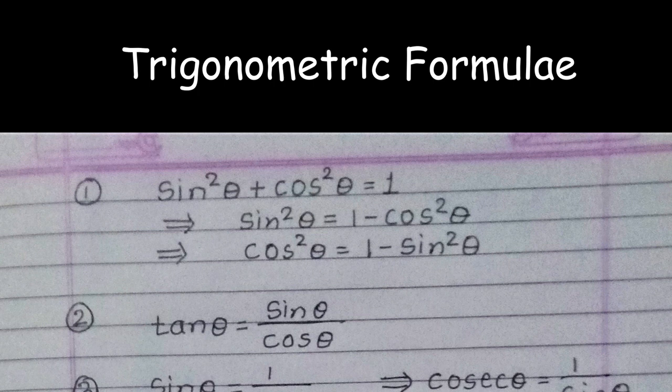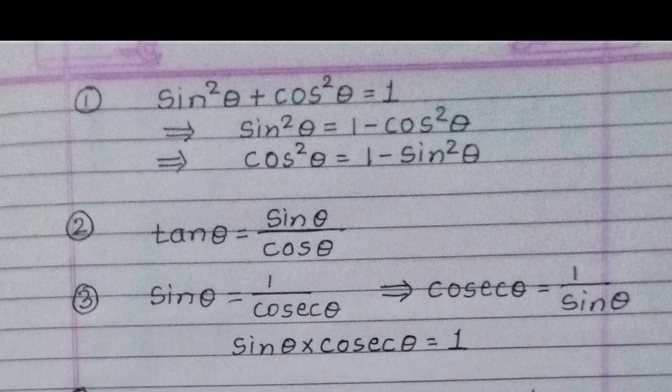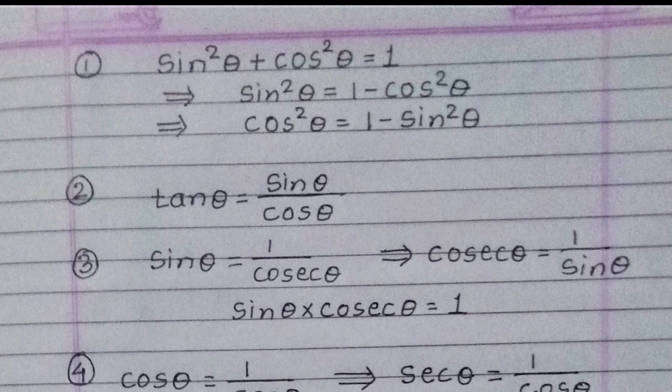First equation, sine square theta plus cos square theta is equal to 1. Interchanging, you can write as sine square theta is equal to 1 minus cos square theta, or cos square theta is equal to 1 minus sine square theta. Be careful regarding interchanging. See, the formula or equation is this way only: sine square theta plus cos square theta is equal to 1. But how it interchanges? Next, tan theta is equal to sine theta upon cos theta.